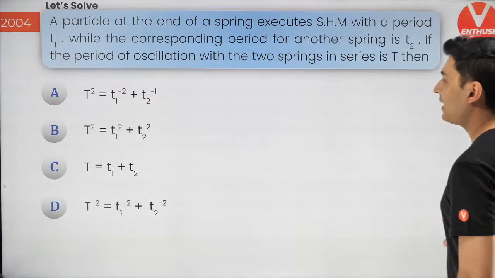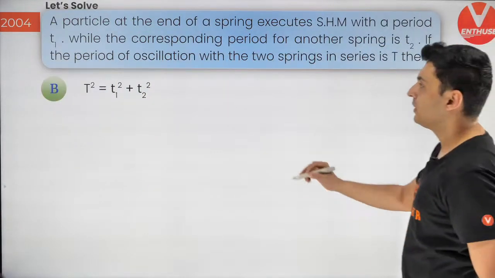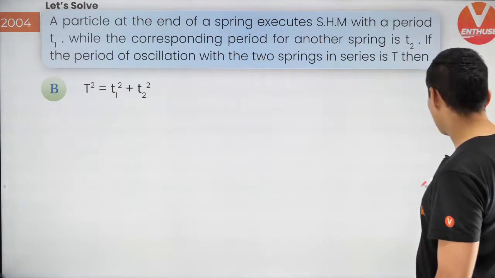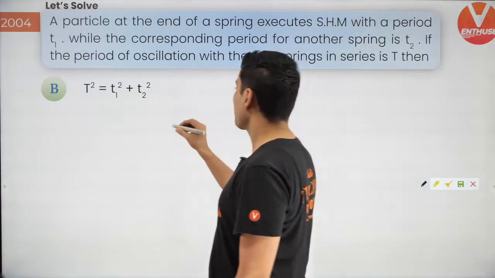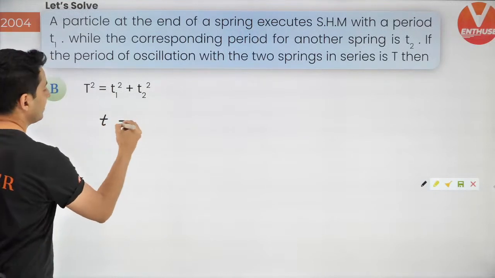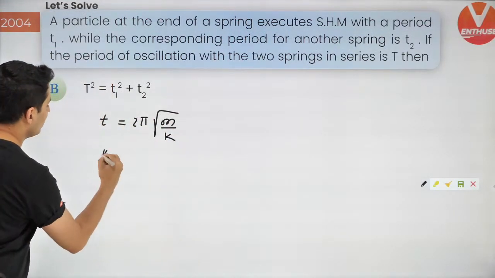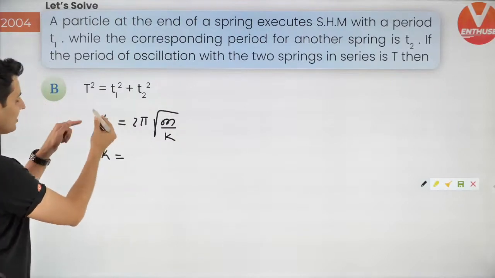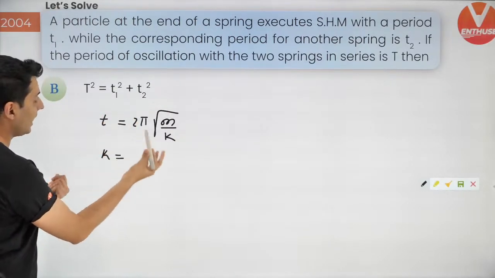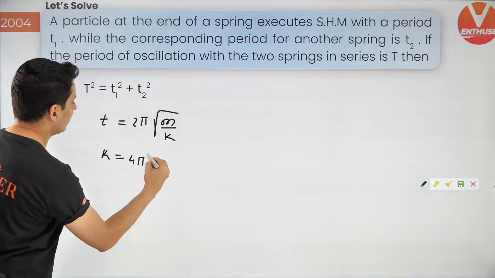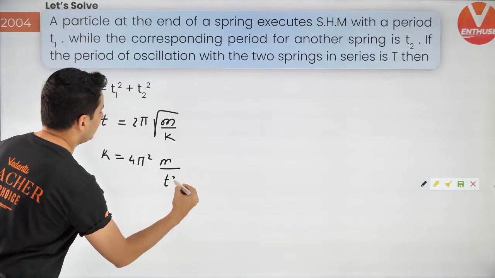Okay, the correct answer is, let's do this. First of all, it's T square is T1 square plus T2 square. And I'll tell you how. The time period is 2 pi under root m by k, isn't it? So therefore, k is how much? Just square both sides and shift it. It will become 4 pi square m divided by T square.